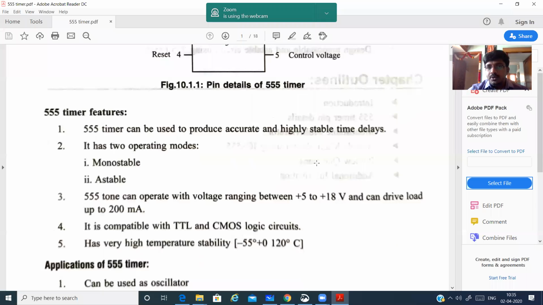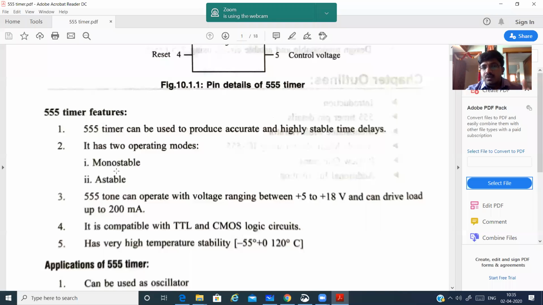To produce delays in a communication system, we are going to use this 555 timer IC, and it has two operating modes. One is monostable, the other one is astable. Monostable means mono means one, stable means stability. Monostable means there will be two states. If you take any signal, there will be two states.